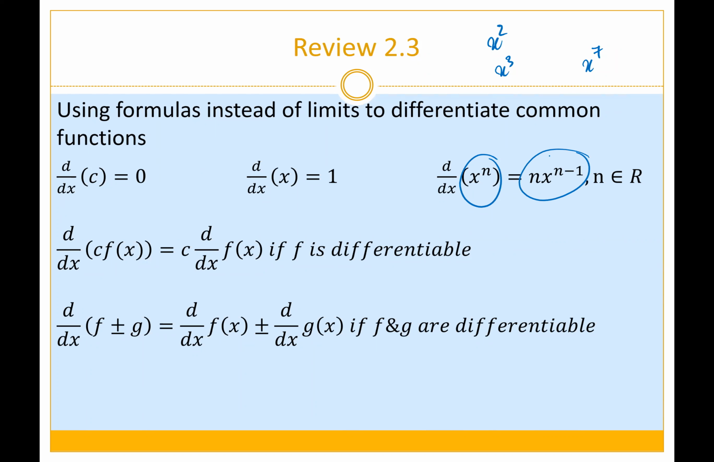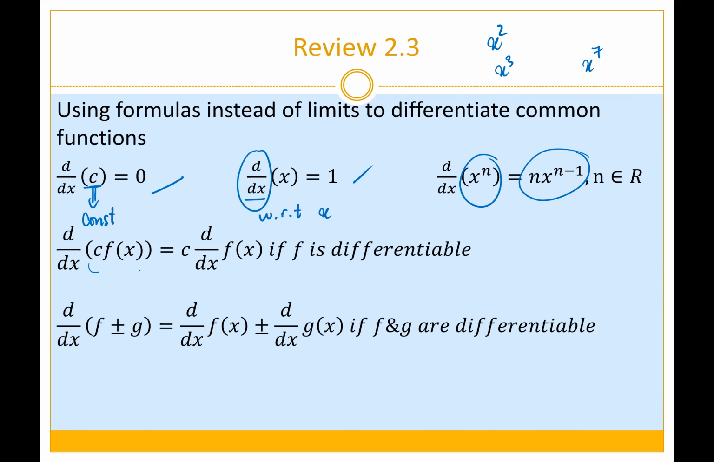So using some of the common formulas, say if you have the derivative of a constant, where C here is a constant, it's going to be 0. The derivative of x with respect to x is going to be 1. And then we have a general one: the derivative of x to the n with respect to x is going to be n x to the n minus 1.